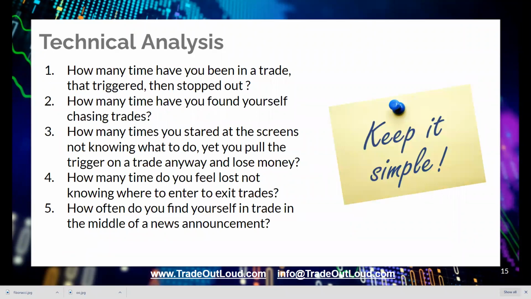Now, how many times have you been in a trade that triggered and stopped you out? Be very honest right here, guys. Type a one in the room. You had a perfect trade, it triggered, and then it failed. And then moments later, guess what? It rotates and goes back up in your direction and hits your target. How many times has that happened? Many, many times. That's right. Because guess what?